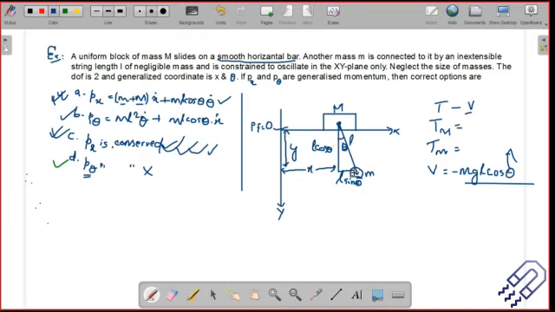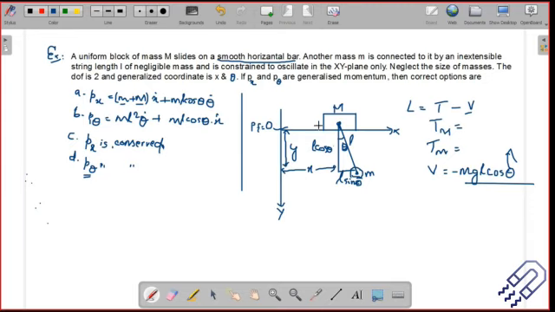If we want to find the Lagrangian of the system, we have to find the kinetic energy of both masses and the potential energy of both masses. There are two options and we have to choose which one is correct. In general, we first write down the Lagrangian without looking into whether they are asking about p theta or px. Let's just find the Lagrangian, so for that we find the kinetic energy of the larger mass and the kinetic energy of the smaller mass.